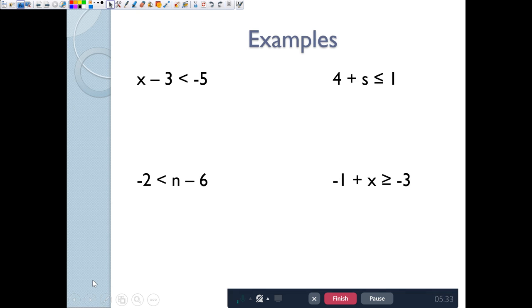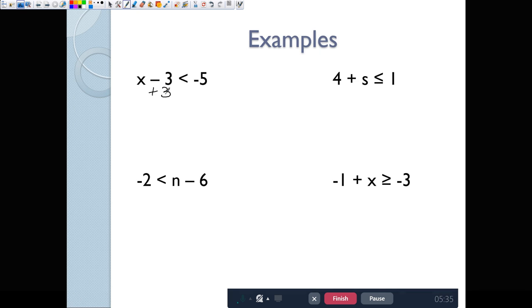Here, in order to solve this problem, I'm going to add 3 to both sides. Did I multiply or divide by a negative number? No, so I'm going to keep my sign the same. So -5 plus 3 is going to be? -2. Then I'm just going to take my graph. Open or closed? Open. And then it's going to be going to the left.